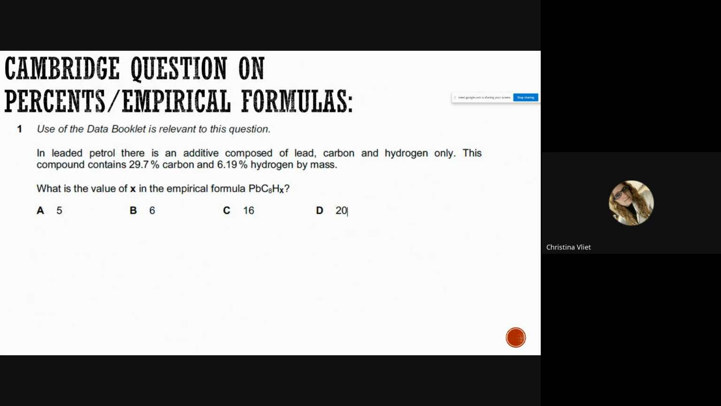All right. Let's take a look at the second question. In leaded petroleum with lead added to it, there is an additive composed of lead, carbon, and hydrogen only. You are told that this compound contains 29.7% carbon and 6.19% hydrogen by mass. Can you figure out the value of X in the empirical formula? See if you can follow through the steps and figure it out. I'm going to have you try this before I solve it.